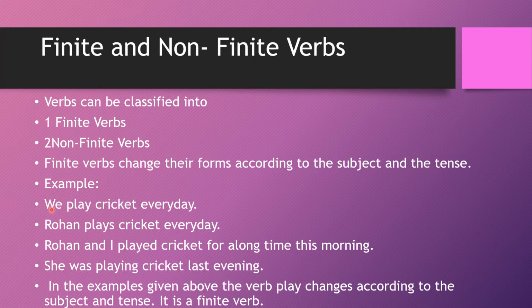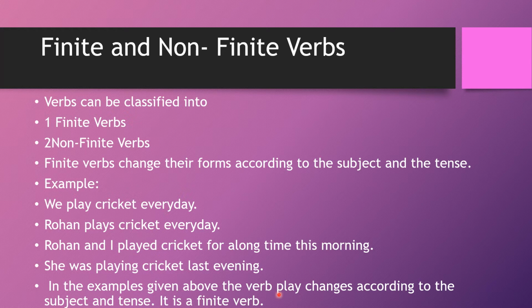The subject is we, plural, and the verb is play. Over here, the subject Rohan is singular. So Rohan plays cricket. It could be he plays cricket. If the subject was I, it is play cricket only. Now, over here, Rohan and I played cricket. So, played here is in the past tense.